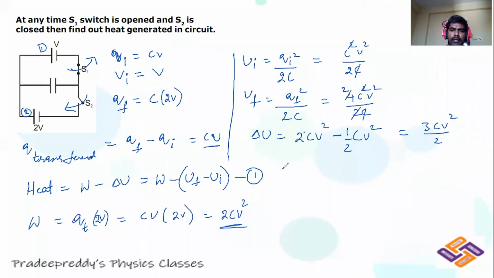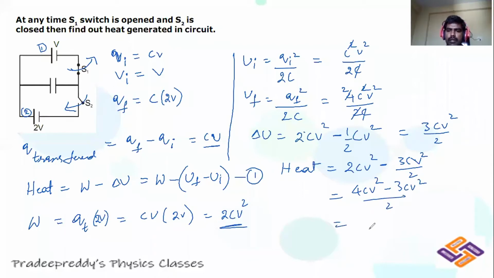Now I need to find the heat produced. Heat produced is equal to 2CV square minus 3CV square divided by 2. This is 4CV square minus 3CV square divided by 2, which is equal to CV square by 2. This is the final expression for heat produced.